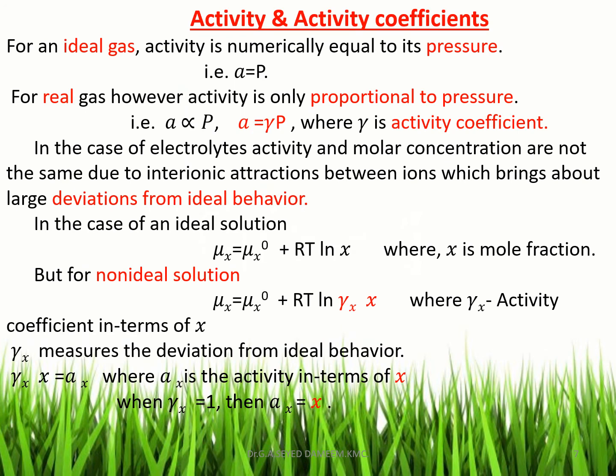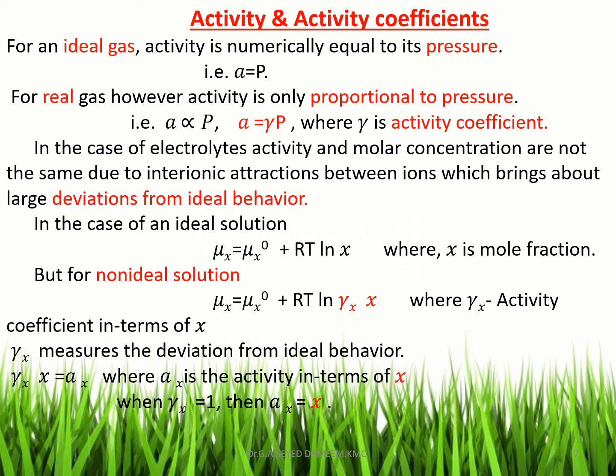Next topic, activity and activity coefficient. Activity, this term was introduced by the scientist Lewis. This term is used to express the deviation of real gas from ideal behavior. For an ideal gas, activity is numerically equal to its pressure, that is a is equal to pressure. But for a real gas, the activity is only proportional to pressure, that is a is equal to gamma into P, where gamma is the activity coefficient.